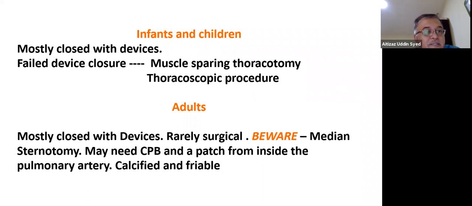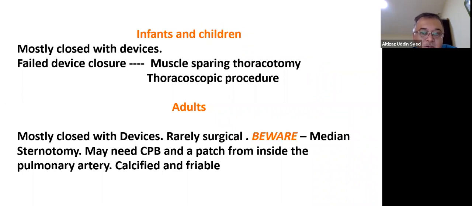Now, infants and children, again, the cath lab has taken over. Mostly they are closed with devices. Very rarely we get a child in which there's a very large PDA or something looking like an AP window that they send to us. You get this in the OR. So failed device closures is mostly in infants and children our indication for surgery.